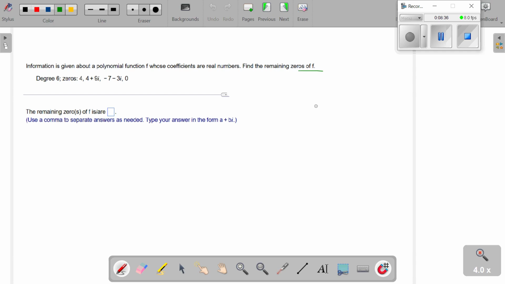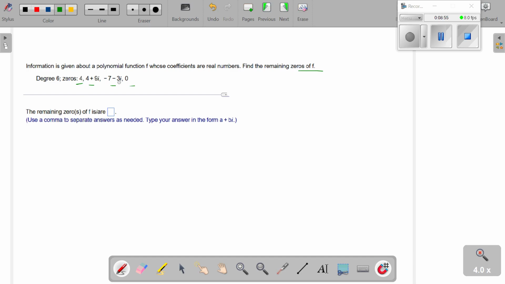The next question is asking us to find the remaining zeros of f if these are given to us. These zeros are given. Degree is 6, that means I will have 6 zeros, but 4 of them are given. This one, this, and this one. How do I find the other ones?